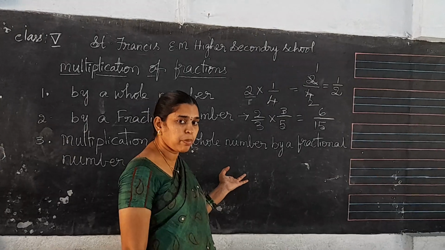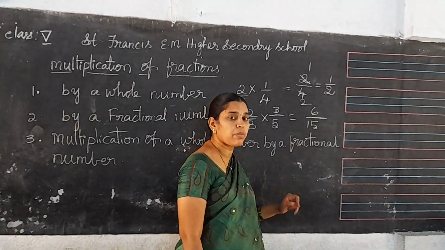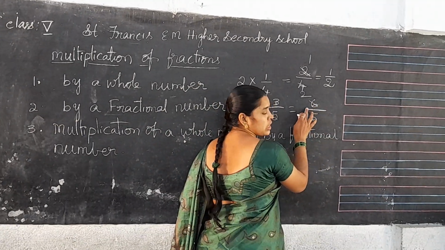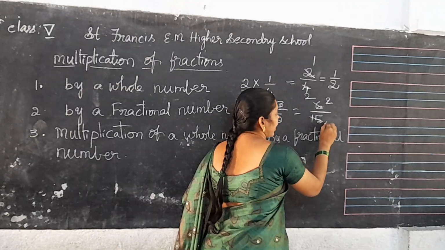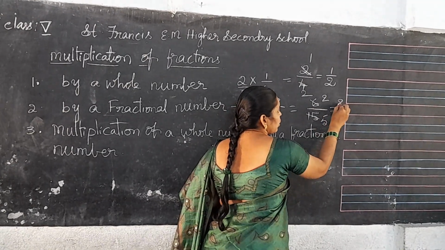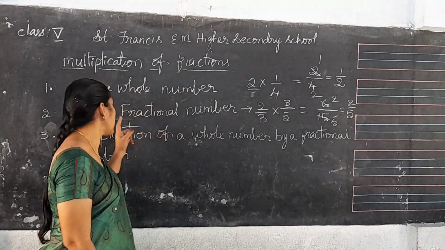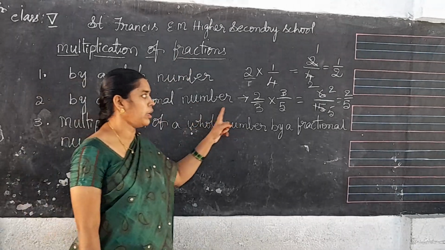Okay, now you can simplify it. 6 by 15. In these 2 numbers, which table will go? 3 table will go. So 3 how many times will go in 6? 2 times. 3 how many times will go in 15? 5 times. So what is the answer? 2 by 5. Okay children? This is multiplication of fractions by a fractional number.